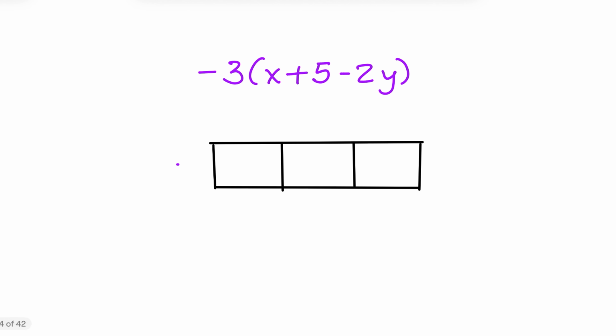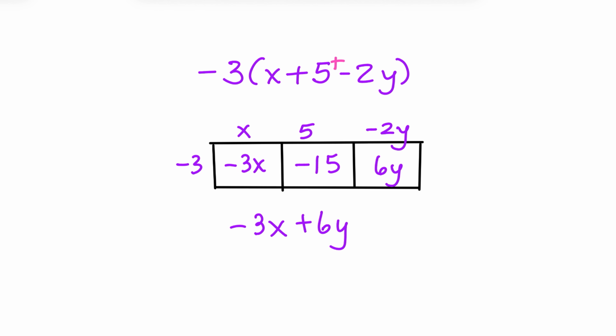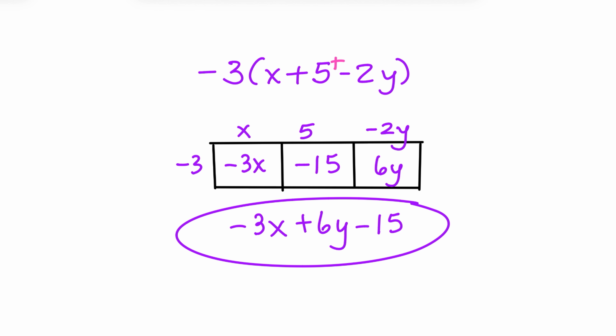Now we're going to take -3 and put it in front of the array, with x, 5, and -2y above the array. We're going to multiply each one of these. So -3 times x gives us -3x. -3 times 5 gives us -15. And -3 times -2y is going to give us a positive 6y. The answer is inside the array, but when we write it down, we're going to go ahead and put it in proper order. -3x plus 6y minus 15.